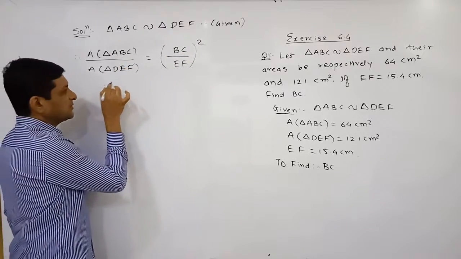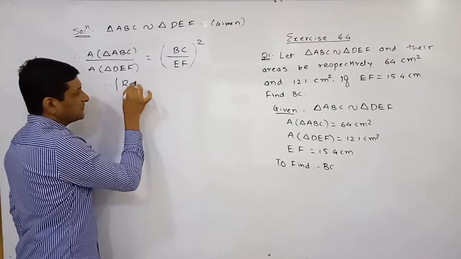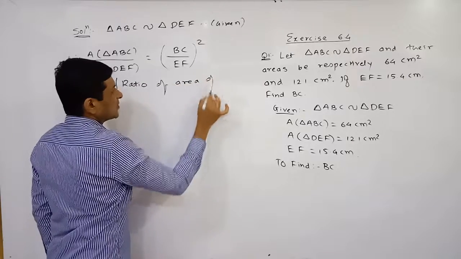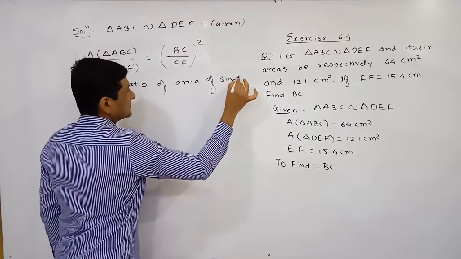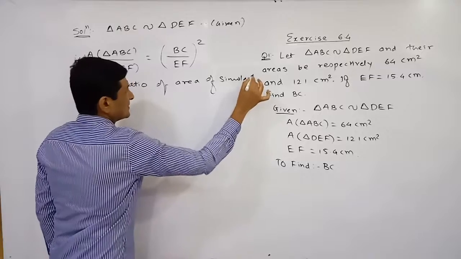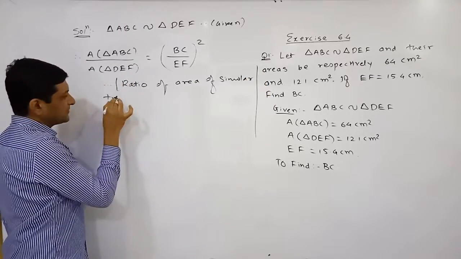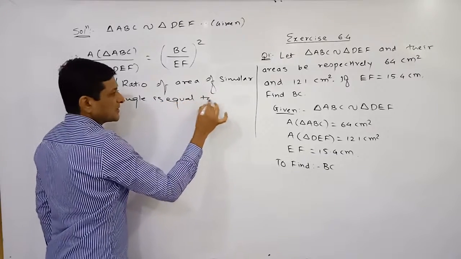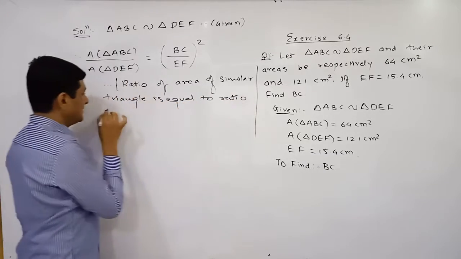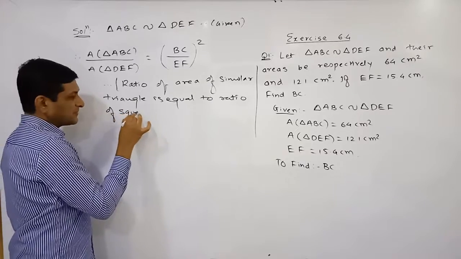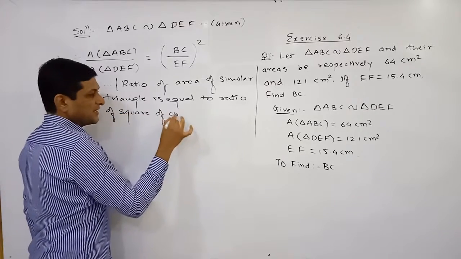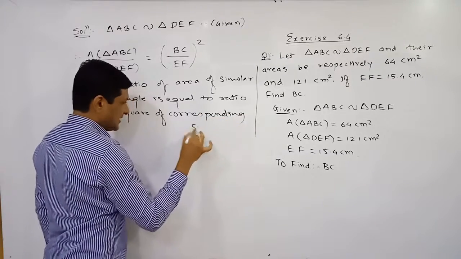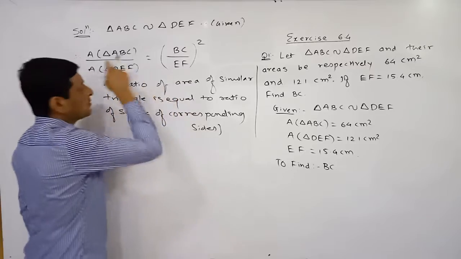Give the reason here also: ratio of area of similar triangles is equal to the square of the ratio of corresponding sides. So applying this theorem, we have got this result.